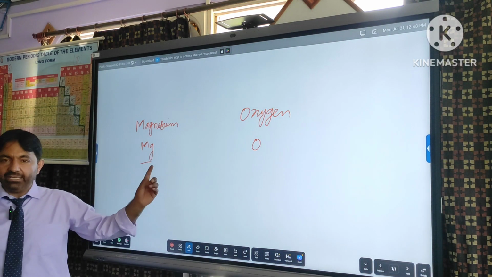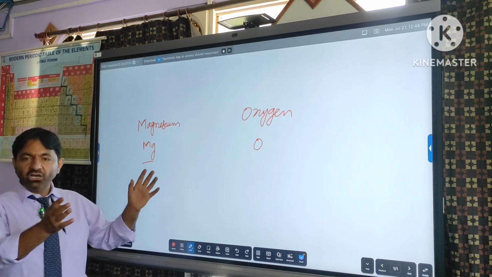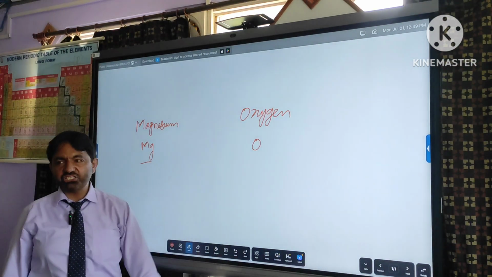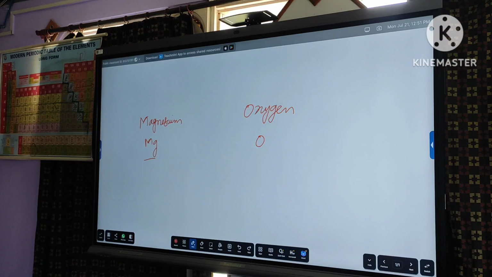You can also make the electron configuration or ionic bond between magnesium and oxygen. You can try it yourself.